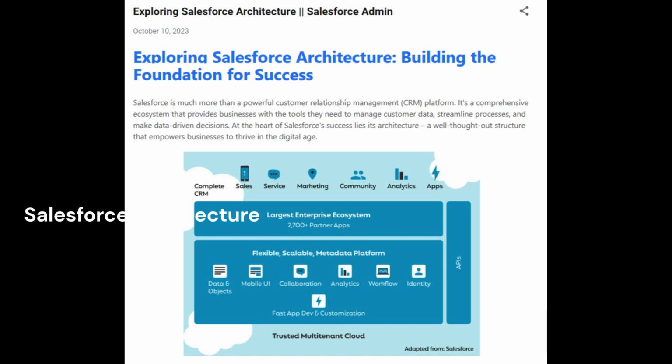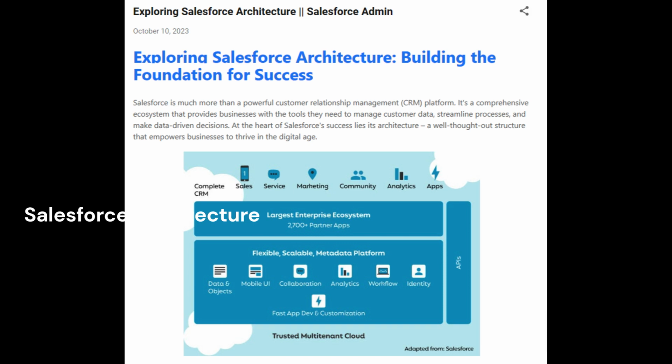The role of Salesforce architecture in business success. Salesforce architecture is not just a technical framework, it's a strategic advantage for businesses. Here's how it contributes to success. Data-driven decision-making. The data layer captures and stores valuable customer information. Robust reporting and analytics tools allow businesses to derive actionable insights, making informed decisions that drive growth.